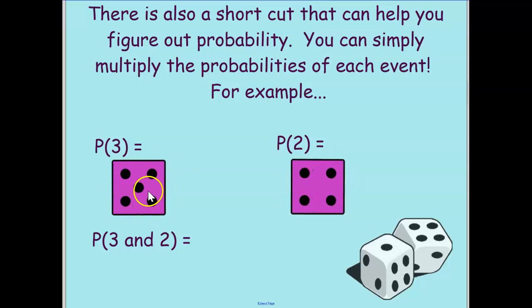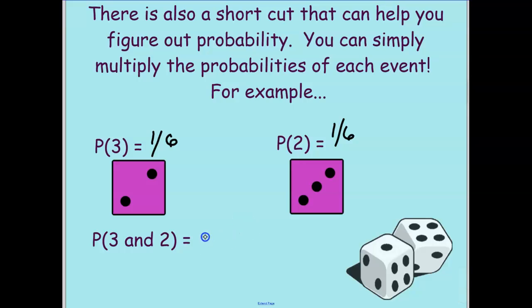Okay. So I'm just going to look at the probability of rolling a 3 and the probability of rolling a 2. Oh, isn't that funny? I got them flip-flopped there. But what are the chances of rolling a 3? There's 1 three out of 6 possible sides. With 2, there's 1 two out of 6 possible sides.